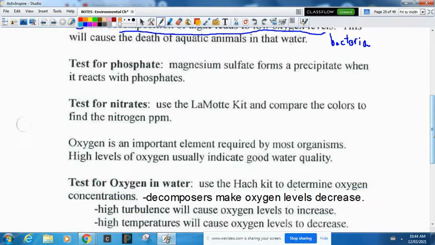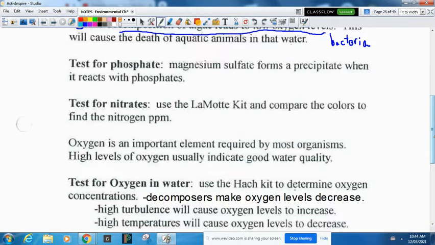Oxygen is a really important element required by most life. High levels of oxygen usually indicates good water quality. So how do we get oxygen into water? Well, plants could put oxygen into water, and of course, if the water is rough, like white water, when the water jumps up and crashes down over rocks, it puts oxygen into the water. In my fish tank, I have a bubbler that bubbles oxygen into the water.